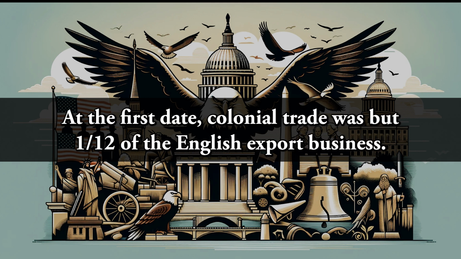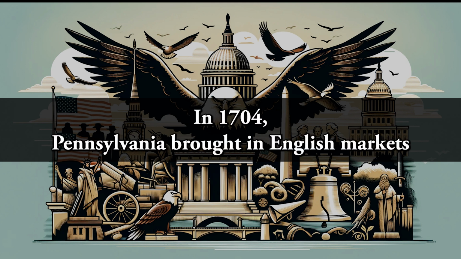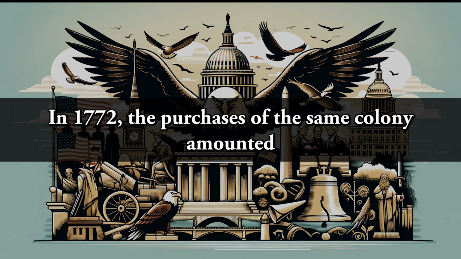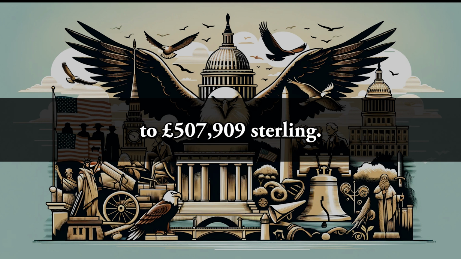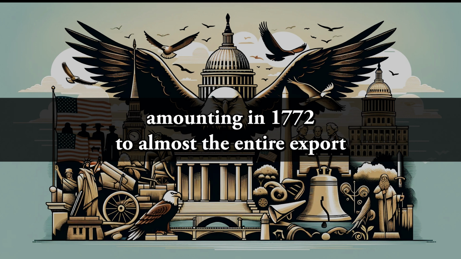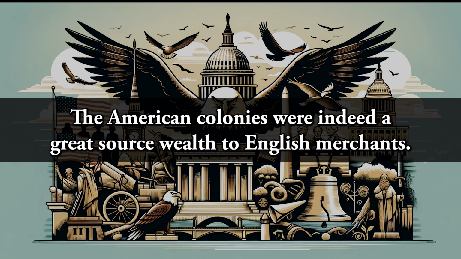At the first date colonial trade was but 1/12 of the English export business; at the second date it was considerably more than 1/3. In 1704 Pennsylvania bought, in English markets, goods to the value of £11,459 sterling. In 1772 the purchases of the same colony amounted to £507,909 sterling. In short, Pennsylvania imports increased 50 times within 68 years, amounting in 1772 to almost the entire export trade of England to the colonies at the opening of the century. The American colonies were indeed a great source of wealth to English merchants.